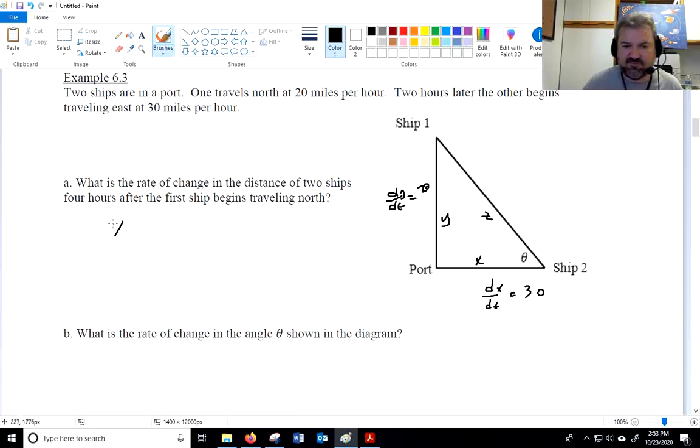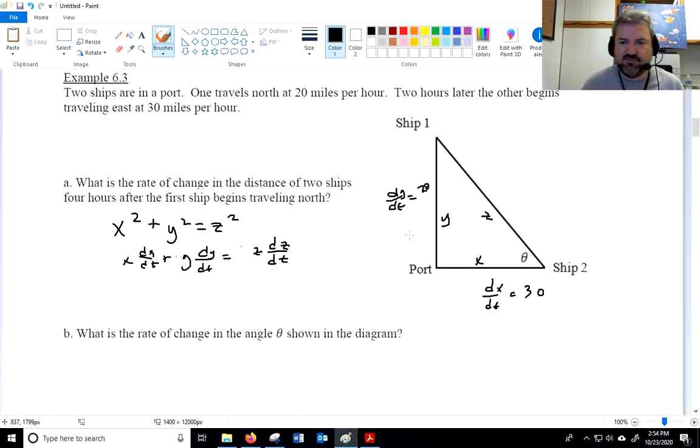So let's write our relationship. The distance between the ships can be compared with the Pythagorean theorem, making this 2x dx/dt plus 2y dy/dt equals 2z dz/dt. All right, and then I'm going to divide everything by 2. So goodbye 2, goodbye 2, goodbye 2. All right, we need to figure out what x and y are after 4 hours of traveling.